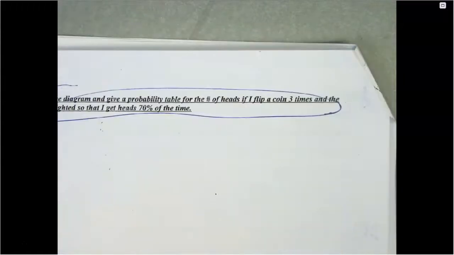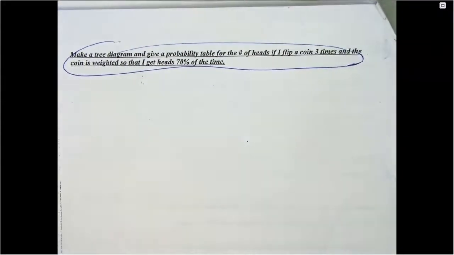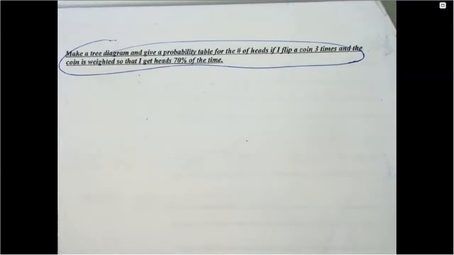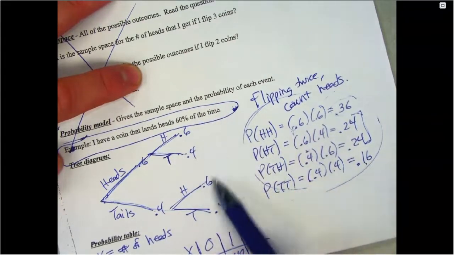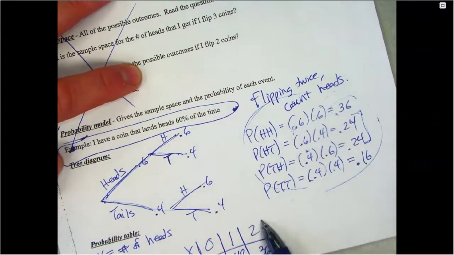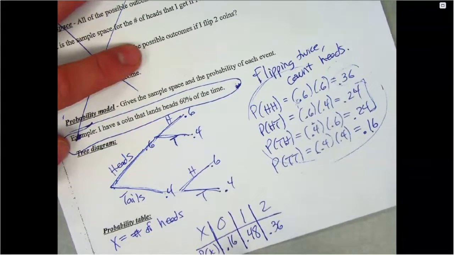There's a whole lot of room for you to do a much bigger one. I'm going to flip it 3 times this time, and it's a 70% coin. I want you to do exactly what we just did. Off of these, you'll have another branch there, another branch there, another branch there. Do all your calculations and make a table to sum it up.